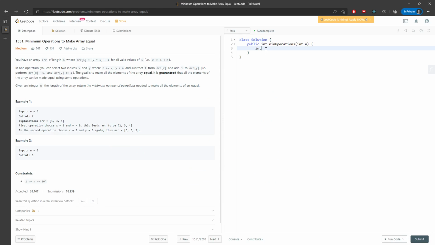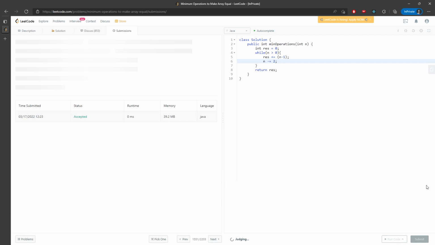If you don't know, you just have to go through the math. So I have the result, then while n is greater than 0, I will return the result, which is the operations. So I will say result plus equals n minus 1, and then n will decrement by 2 units every time. So this is the solution.